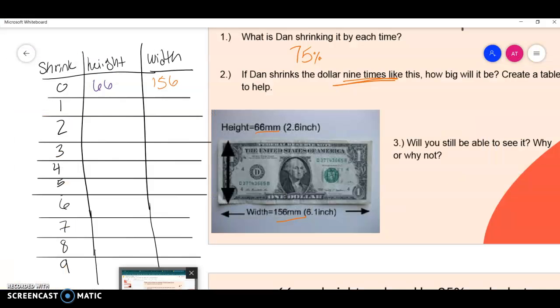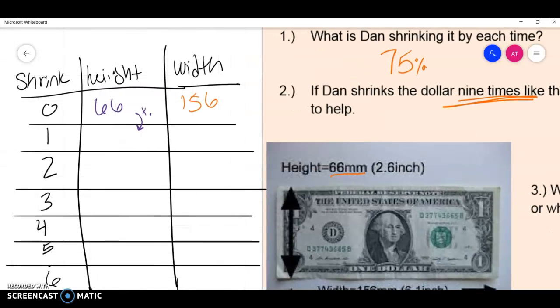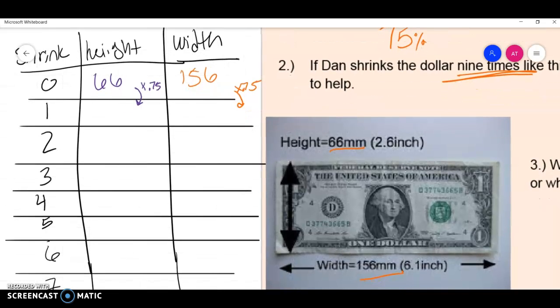Now, each time that Dan was changing the height and width, it was shrinking by 75%. Now 75% as a decimal is going to be 0.75. So for each of these, I'm going to multiply by 0.75 all the way down. So now that you have that bit of information, keep multiplying each of these answers by 0.75.